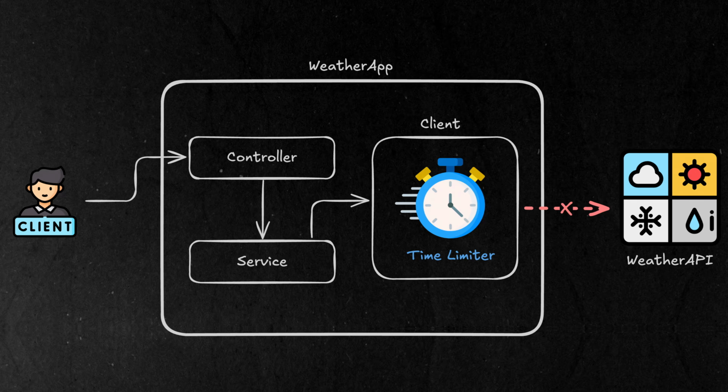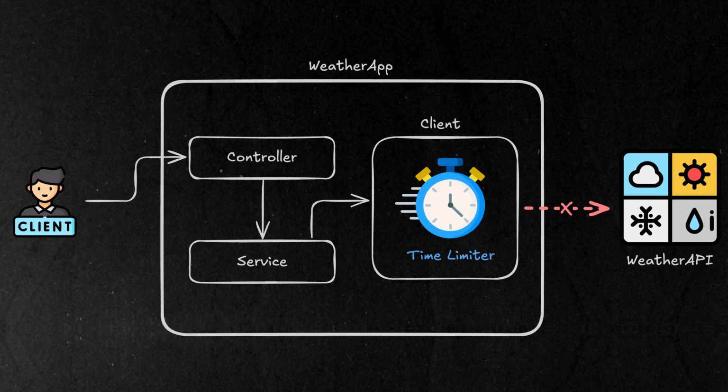So we're going to be using the time limiter from Resilience4j to achieve this time limiting functionality. What happens is that if the weather API does not respond in time, we are going to fail the call and go to a fallback method. But if the call is within the limits we have set for our time limiter, we are going to return the successful call we receive back from the weather API.